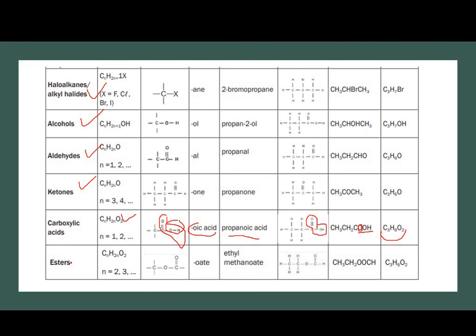And then we have esters. Esters are very interesting. So this is the functional group of esters and their general formula. And then they have a suffix of OATE, and then this is the name, which has an ethyl branch here, and then methane, which makes it ethyl methanoate. And then this is a condensed structural formula for ethyl methanoate and also the molecular formula for ethyl methanoate.